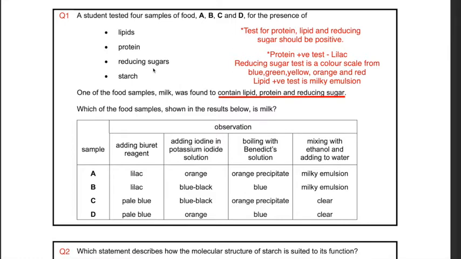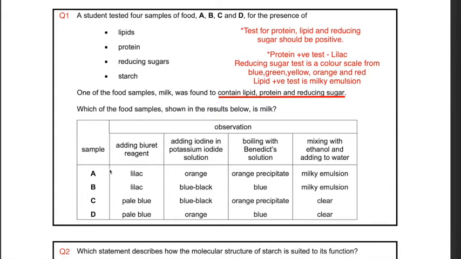They have mentioned that lipids, protein and reducing sugars are present. So, if reducing sugar is present, when you boil it with Benedict solution, it should not be blue, but rather it is a color scale from blue, green, yellow, orange and finally red. Blue being where there is no reducing sugar and red being where there is the most reducing sugar. However, in option D, they have mentioned blue for boiling with Benedict solution. And since reducing sugar is present, the answer D is incorrect because it shouldn't be blue but any other color from green, yellow, orange and red. Therefore, answer A is the correct answer.